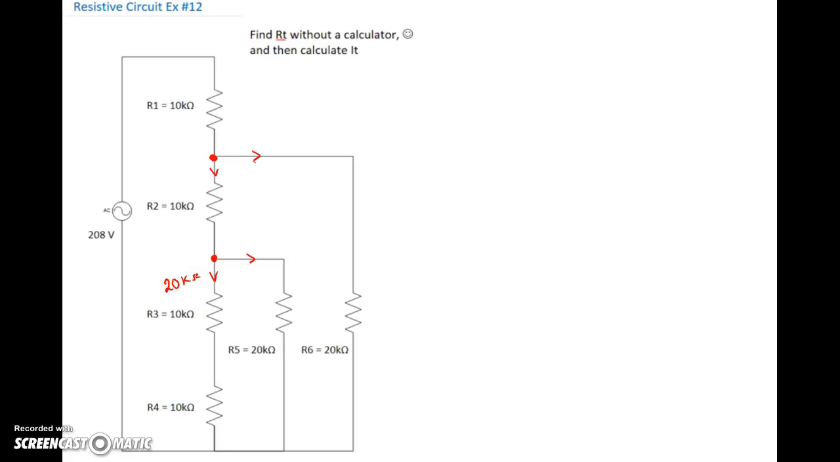Beauty. Okay? This one is another, well, not complicated, but harder one where we're trying to find this without a calculator. So there's got to be a pattern here, similar to the previous one.